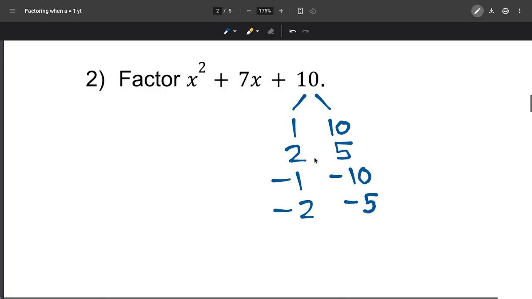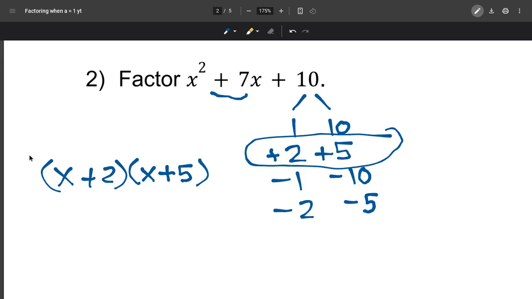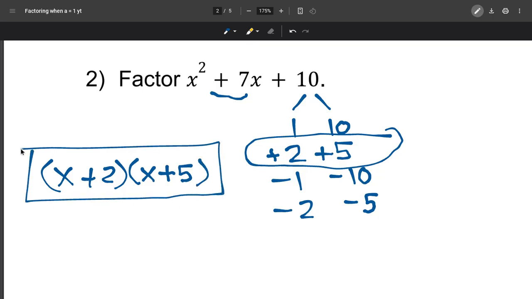Now I want the pair of factors that I select to add up to the middle coefficient, which is a +7. So 2 and 5 work. So +2 and +5 work. I'm going to write this in factored form as x plus 2 times x plus 5. And there we go. That's that one.